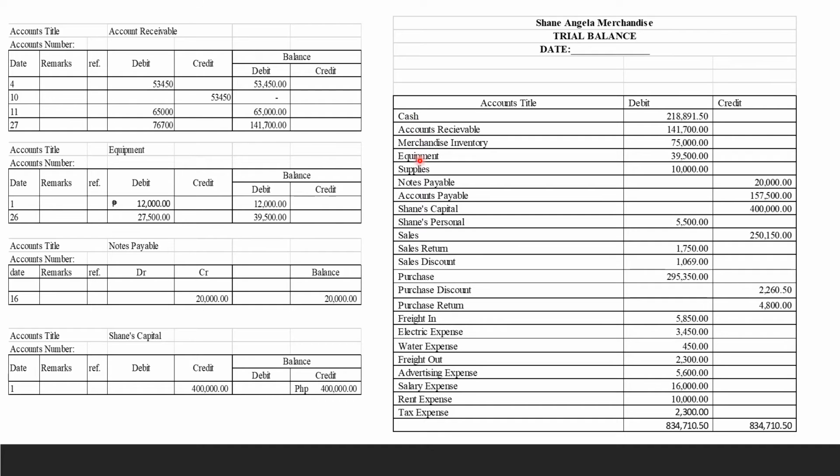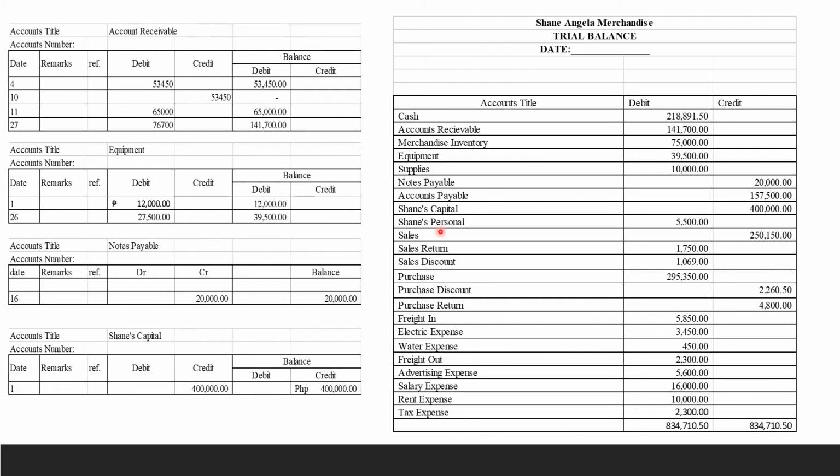Yung pagkakasunod-sunod po, pag tayo magsusulat ng accounts title, it's again and again, ito yung pagkakasunod-sunod base sa chart of account: nauna yung fixed asset, followed by current asset, fixed liability, current liability, capital, personal, and then the income statement accounts, together the expenses. Ano po, ito po yung mga bumubuo doon. Pero again and again, it depends on your chart of account.